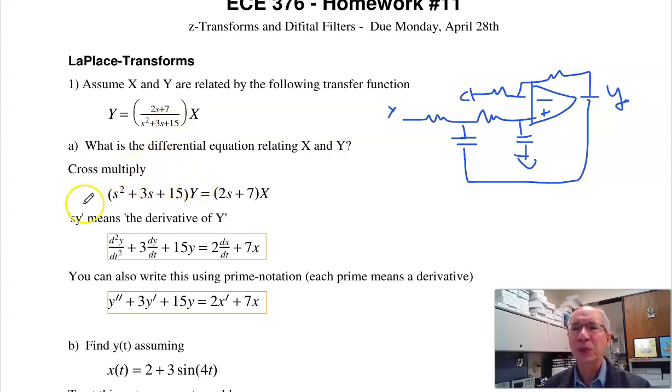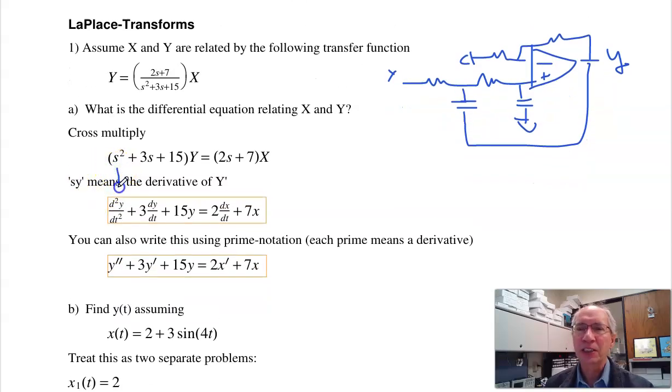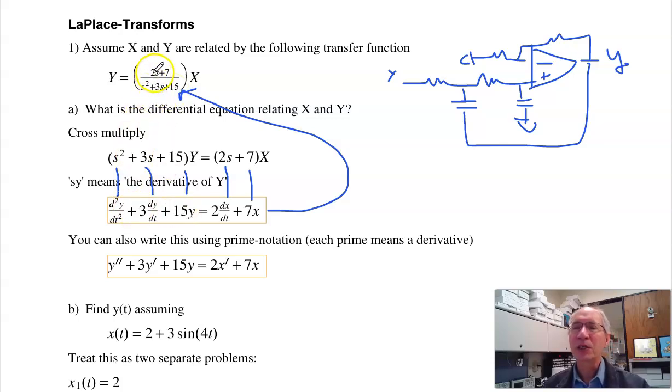Note that Sy means the derivative of y. So S squared y is the second derivative, Sy is the first derivative, y is just y. Sx is the derivative of x, x is just x. So this is the differential equation that represents that transfer function. And you can almost see it by inspection. The denominator polynomial is the differential equation for y. The numerator polynomial is the differential equation for x.